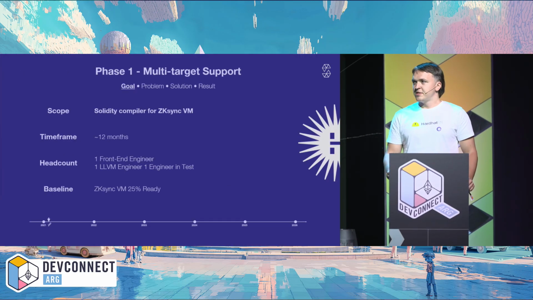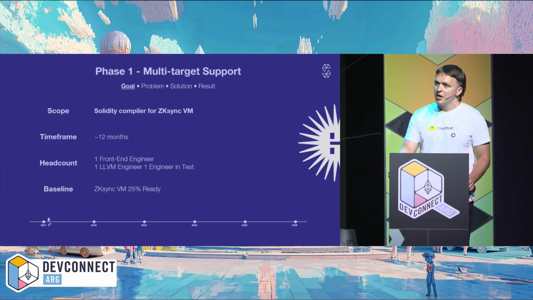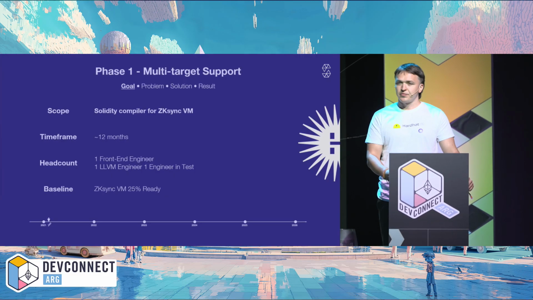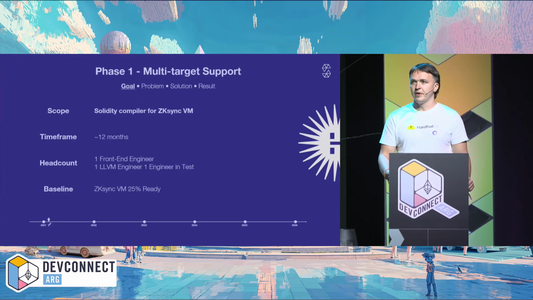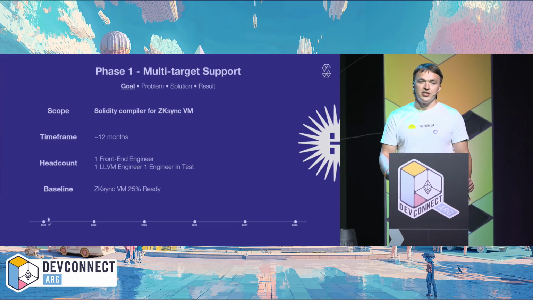So the story begins in early 2021 when Matter Labs was building zk-sync VM, a virtual machine with a custom instruction set, which was register-based. And we were a small team of one front-end engineer, one LLVM engineer, and a QA who had to deliver a compiler for this virtual machine in roughly 1 year.